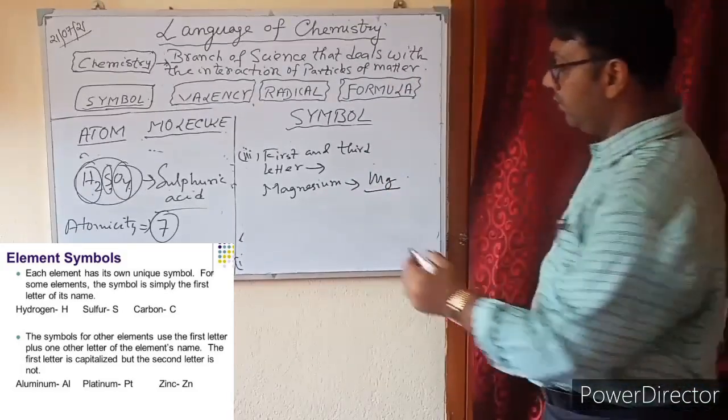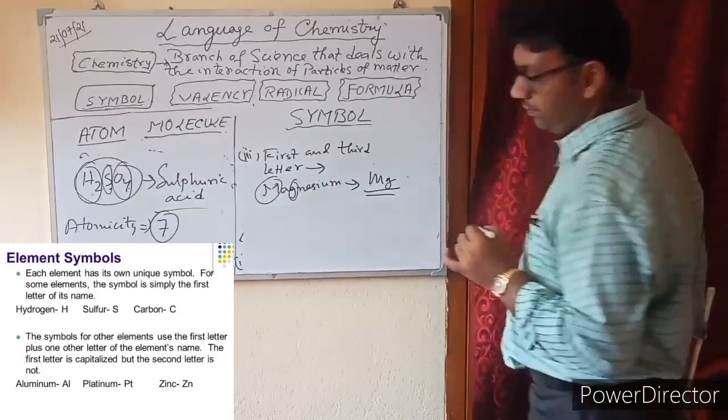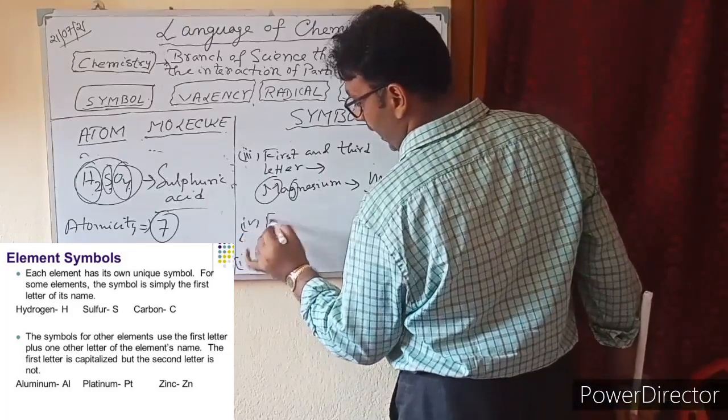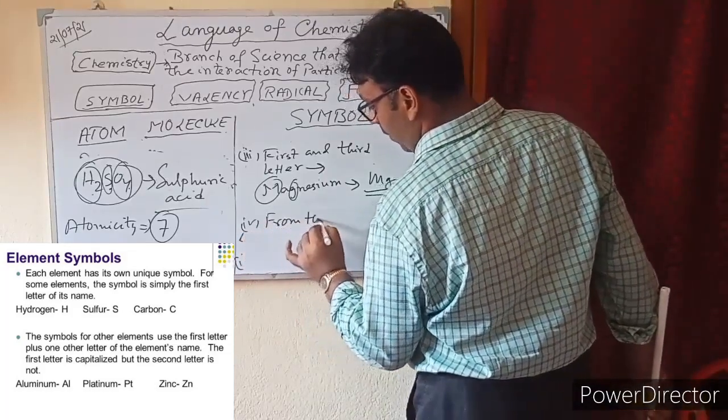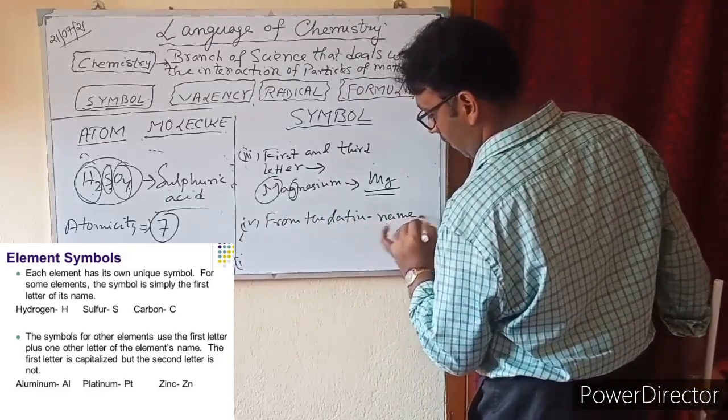Mg. This is the first letter M, third letter G, Mg. And the last one is very important, that is from the Latin name.